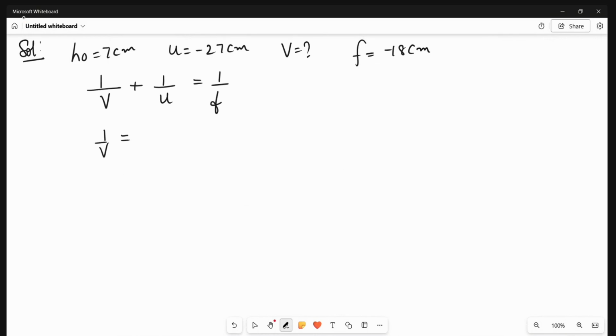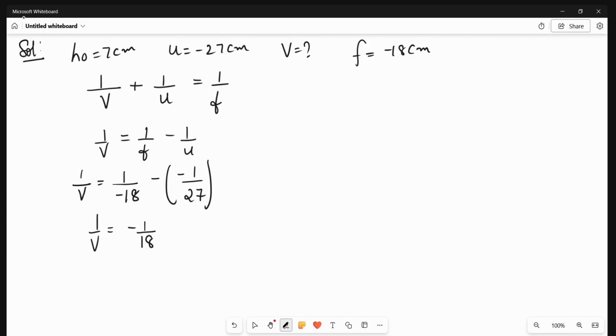So 1 by v is equal to 1 by f minus 1 by u. Okay, so 1 by v is equal to 1 by minus 18, minus of minus here it will be plus. So 1 by v is equal to minus 1 by 18 plus 1 by 27. 54 you will get. The LCM of 18 and 27 is 54. Okay, simplification, just see once.